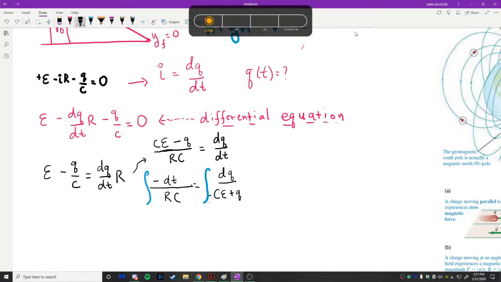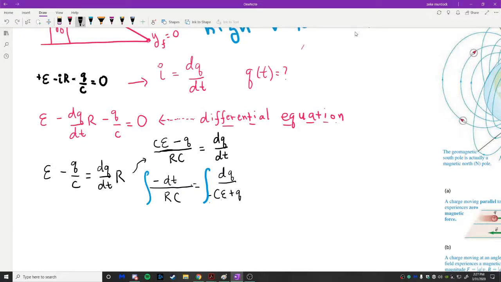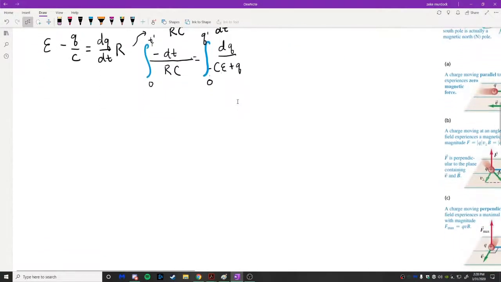Well, now I need to tell you something about time and the integration variables here. Our capacitor started off with a charge of 0, and we're going to charge it up to some arbitrary charge that we're going to call Q prime. And then the same thing over here, we're going to integrate from 0 to some time t prime. The left-hand side of this equation is just going to become negative t prime over RC.